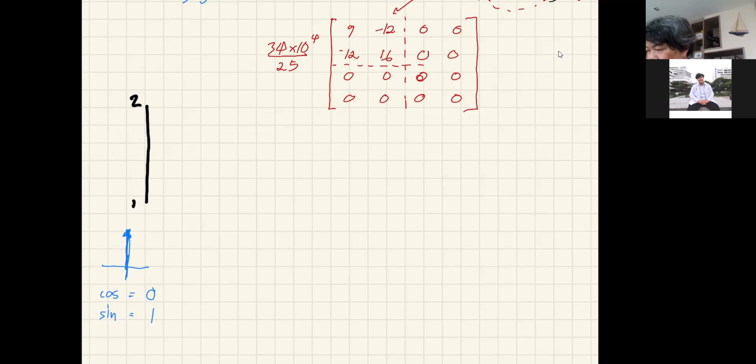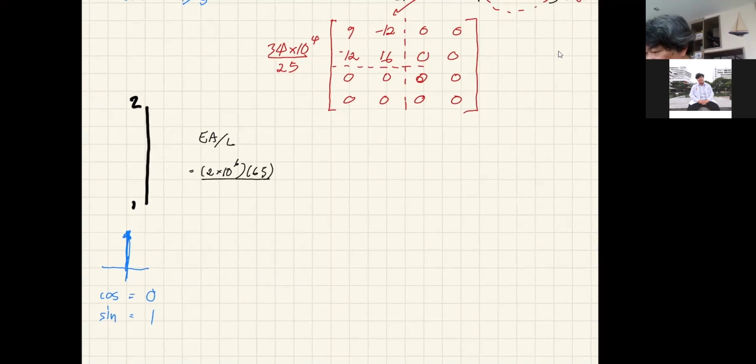And EA over L is going to be slightly different because we have different cross-sectional area and length as well. So EA over L becomes 2 million, A is 65. The height is 4 meters. So this is 4 meters, multiplied by 100. Okay. So this term becomes 32.5 multiplied by 10 to the power 4.